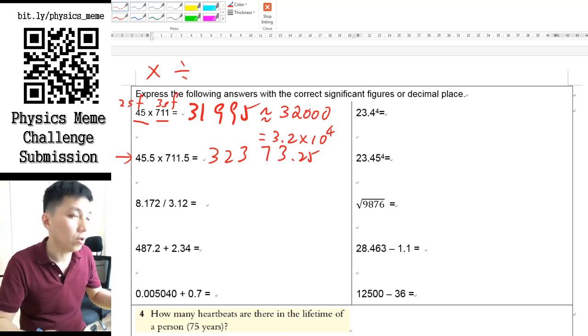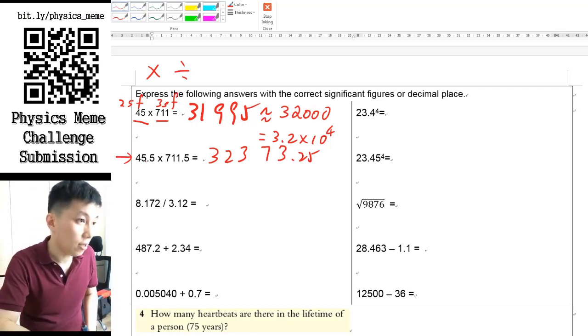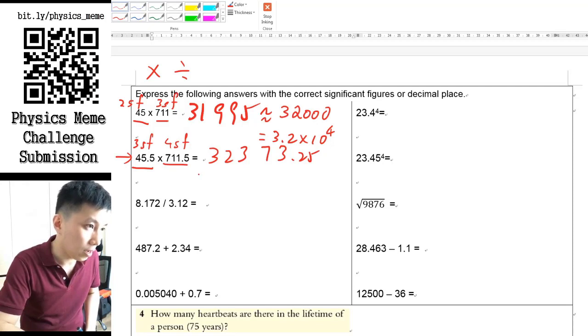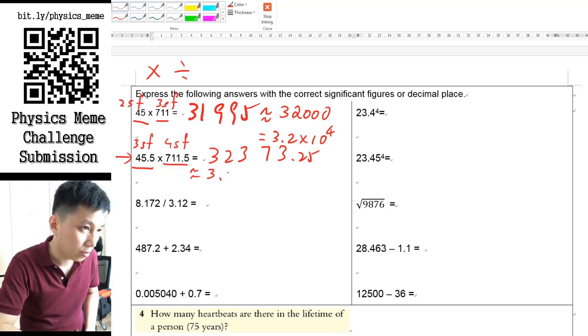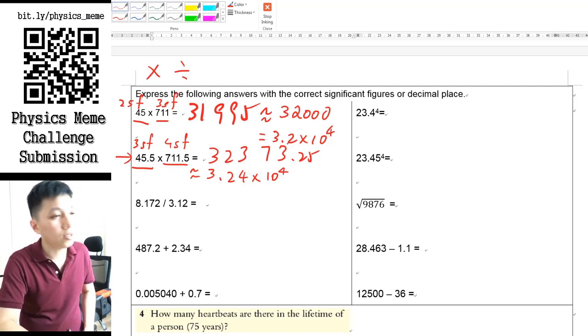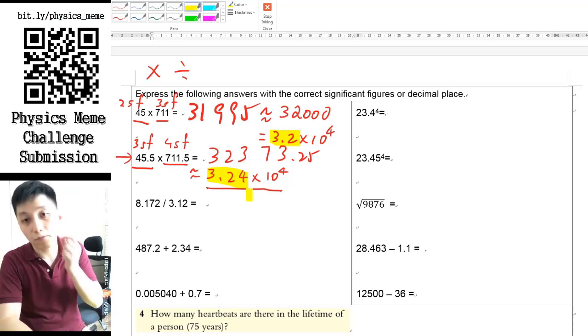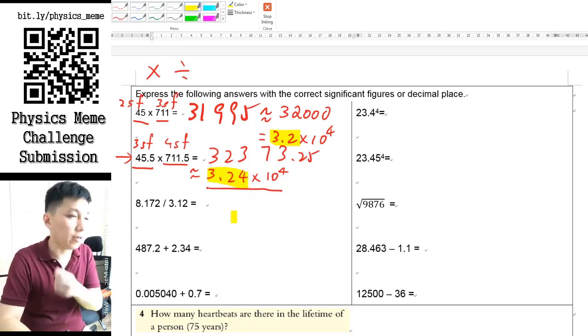So according to what we talked about just now, since this one is 3 sig fig, this one is 4 sig fig, then you should take the least sig fig once again. So I could only take 3.24 times 10 to the power of 4. Again, of course. Okay, so obviously now you can see your answer compared to the previous one has one more digit, one more sig fig.